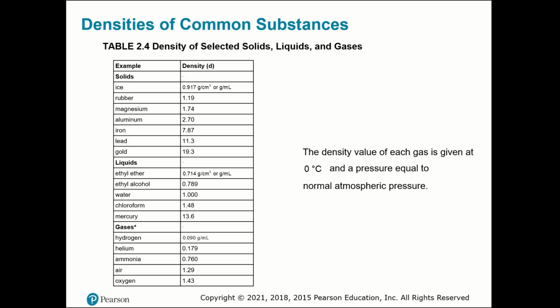Hydrogen is lower density than the helium. Ammonia has higher density than the helium. So the density value of each gas in this table over here is given at 0 degrees Celsius at normal atmospheric pressure.